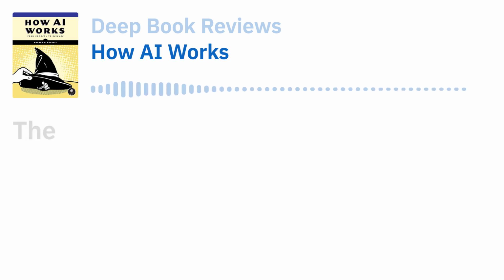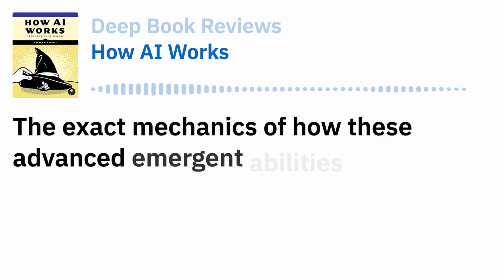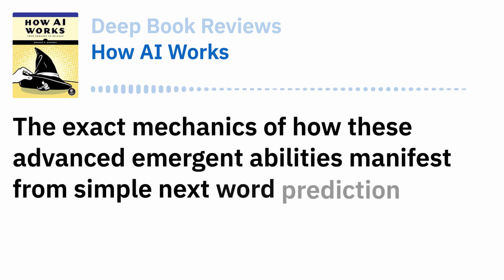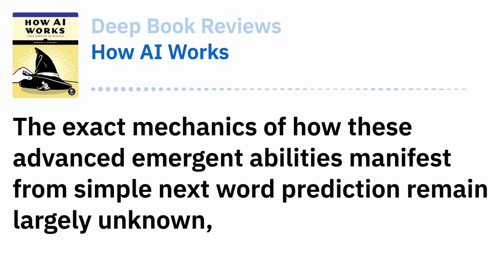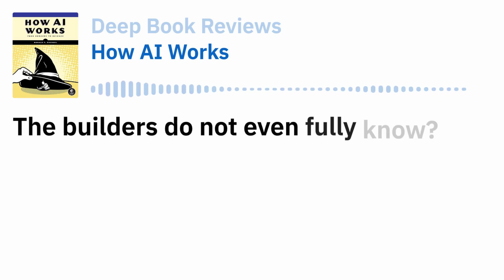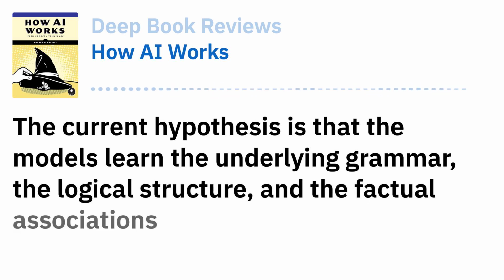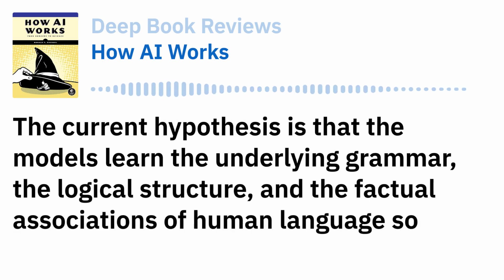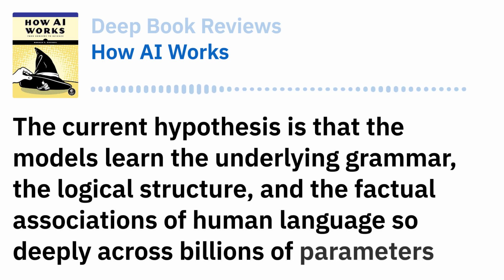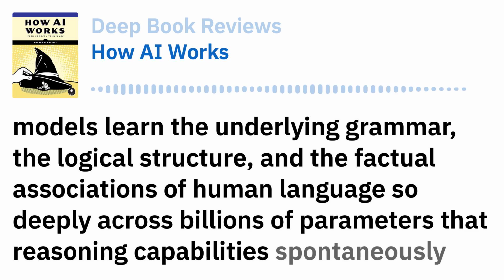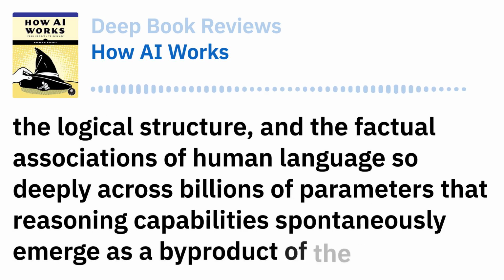You have identified the central, unresolved mystery of modern artificial intelligence. The exact mechanics of how these advanced emergent abilities manifest from simple next-word prediction remain largely unknown, even to the researchers who build them. Wait, really? The builders do not even fully know? Yeah. The current hypothesis is that the models learn the underlying grammar, the logical structure, and the factual associations of human language so deeply across billions of parameters that reasoning capabilities spontaneously emerge as a byproduct of the mathematical compression.